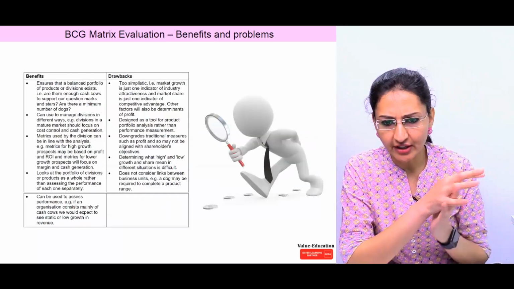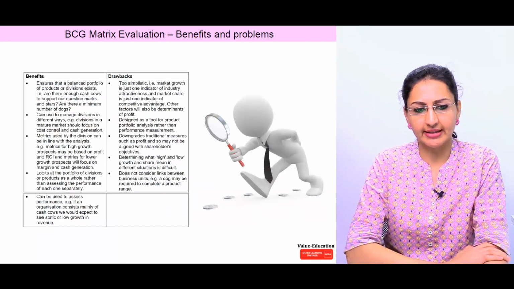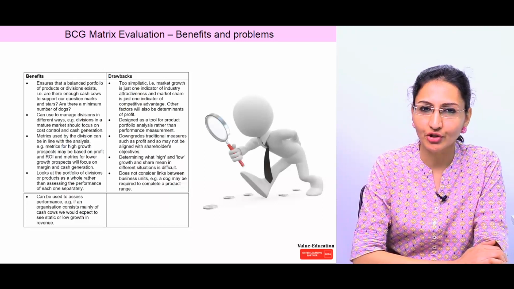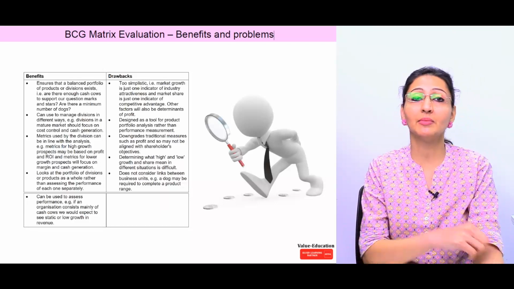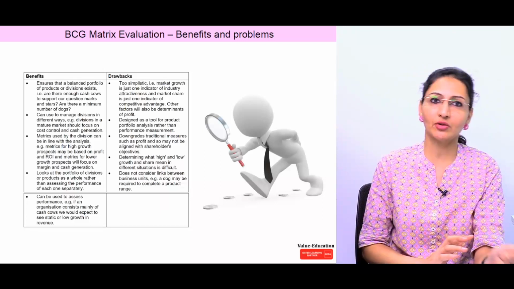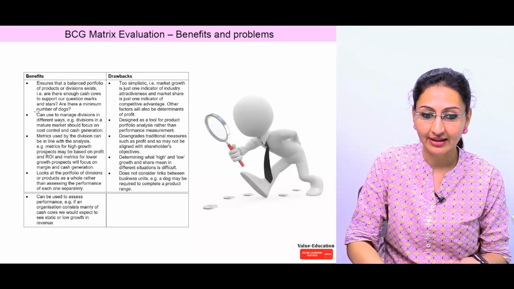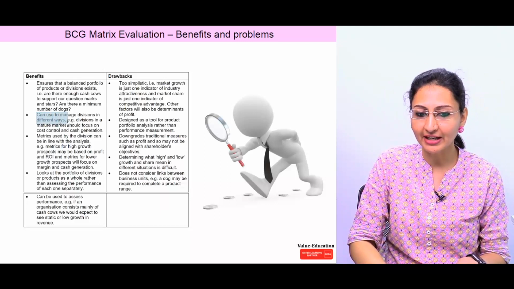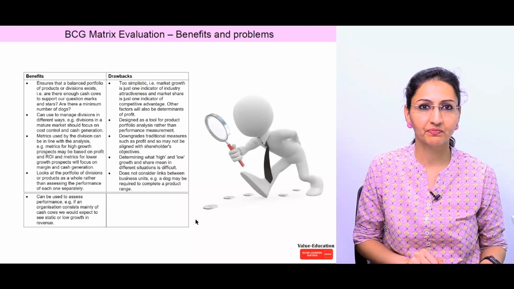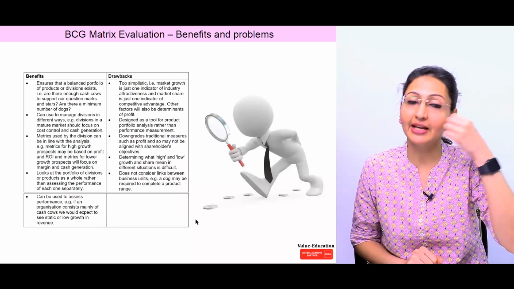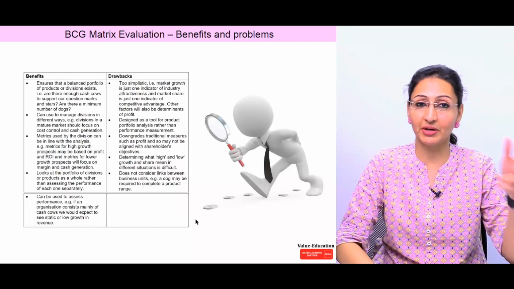Now there are some benefits of the BCG matrix, but there are some drawbacks also. The biggest benefit is it ensures that a business should have a balanced portfolio of products. That means it should have a product where some investment is required. It should have a product which is a type of cash cow which keeps on generating cash. Another benefit, this matrix can be used to manage divisions in different ways. That means focusing on cost control at one place, then further investing money in another product or another division. That can be easily managed when this matrix is used.